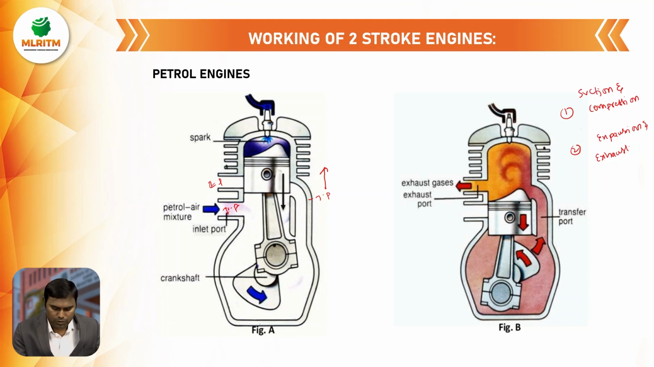So in the upward stroke, the charge enters into the engine cylinder. So this is a petrol engine. Petrol engine means air and fuel are mixed in a carburetor. Then the charge enters into the crankcase here. Then the previous charge is already there in the cylinder. Then the charge is compressed. So now, this is suction and this is compression.